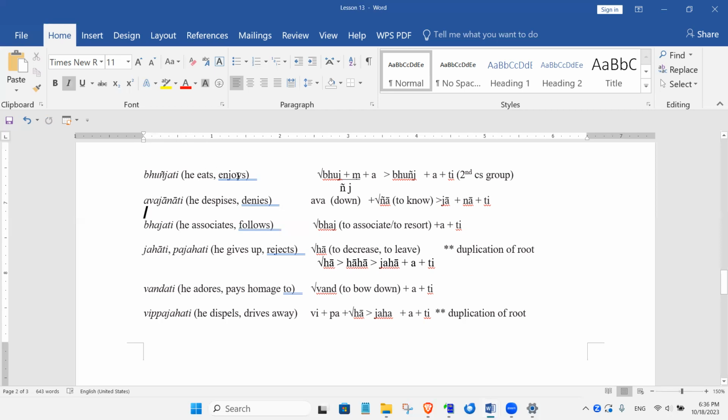This is he eats or enjoys. Sometimes there's another word, consume. So another one is avajanati: he despises, denies. Okay, ava means down.